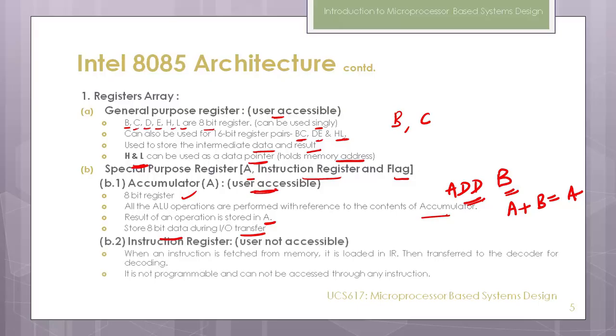Next is the instruction register. It is not user accessible. When an instruction is fetched from memory, it is loaded into the instruction register, then transferred to the decoder for decoding. It is not programmable and cannot be accessed through any instruction.